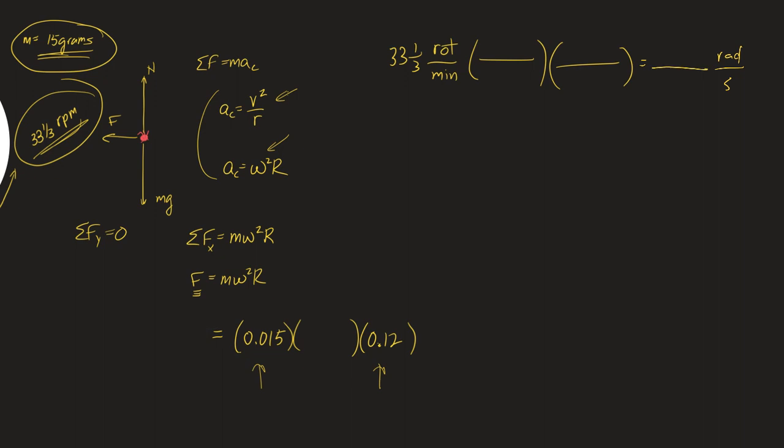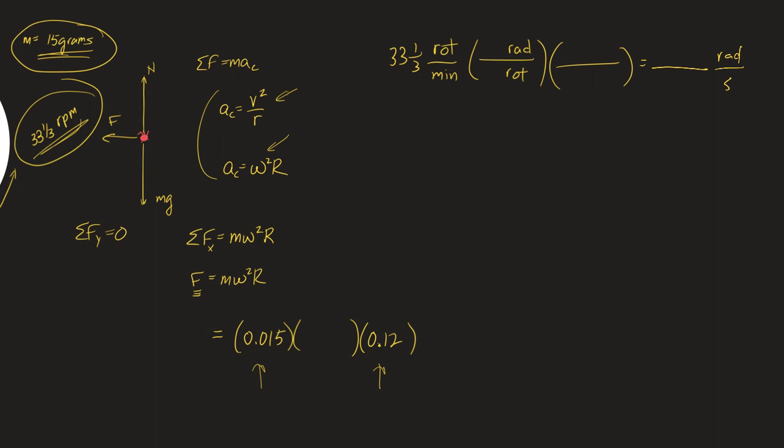I have rotations here, I need radians. My first multiplier is going to make that conversion. I need to cancel out the rotations, so I put it on the opposite side of where it is in the original unit, bless you. And I'm going to put what I'm shooting for at the top.